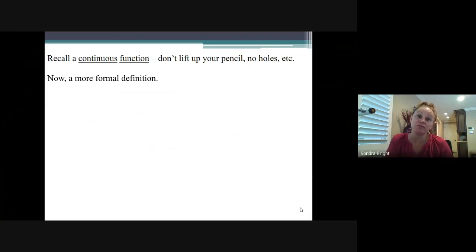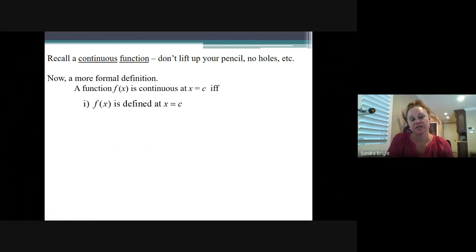But now I'm going to give you a more formal definition in order to show that a function is continuous at a specific point. So a function f of x is continuous at x equals c, so at an actual x value, IFF. Remember, that means if and only if. It's not a typo. There's 3 parts to this definition. And the first one is that f of x is actually defined at x equals c.